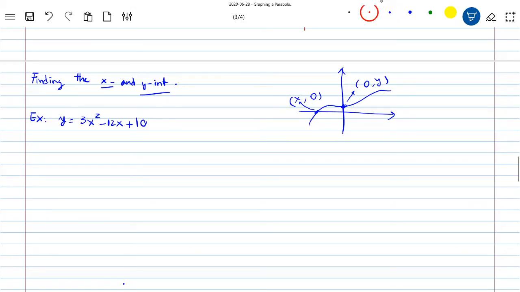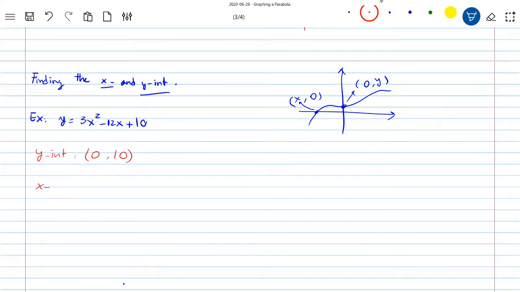So here's an example. Finding the x-intercept and y-intercept. Y-intercept is always the easiest one. You know, x is 0. Replace 0 into the equation. 3 times 0 minus 12 times 0 plus 10. So you'll get 10. Y-intercept turns out to be 0 and 10.